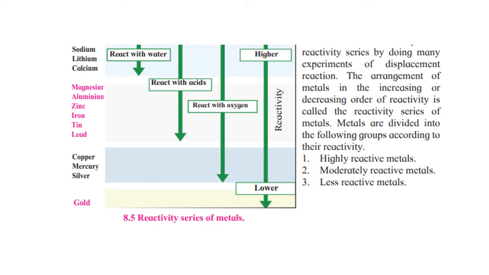From this we derive the reactivity series of metals. The arrangement of metals in the increasing or decreasing order of reactivity is called the reactivity series of metals. Metals are basically divided into 3 groups based on their reactivity: highly reactive metals, moderately reactive metals and less reactive metals. If you look at the chart, sodium, lithium and others are highly reactive, whereas gold is less reactive.